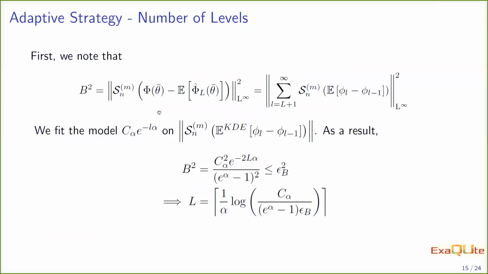For the bias, we first note that you can take the bias in this particular form and rewrite it as a telescoping summation, right? So from level L all the way to level infinity, which is the true function in some sense. We then expect this to decay at a certain rate, since we've now smoothened the bias. And so we fit an exponential model on these KDE smoothened estimates. This model gives you a particular form for the bias at level capital L, and so you can pick capital L such that the bias satisfies a certain tolerance.